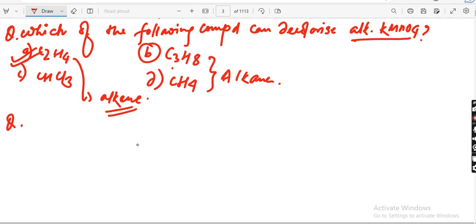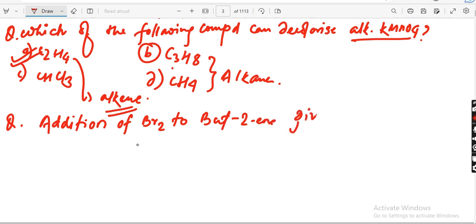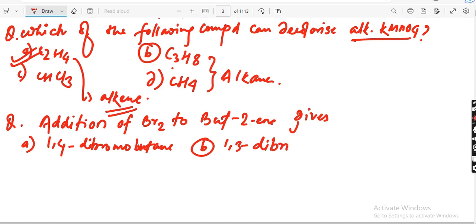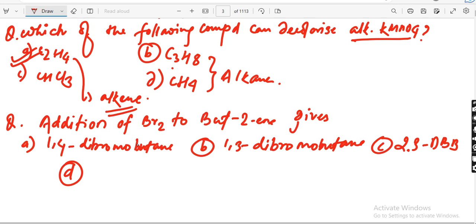Next question. Addition of Br2 to 2-butene gives: A is 1,4-dibromobutane, B is 1,3-dibromobutane, C is 2,3-dibromobutane, or D is 1,1,2-dibromobutane, right?